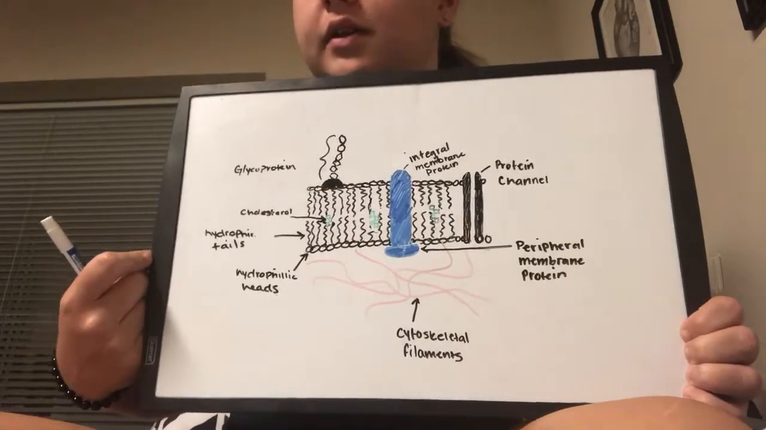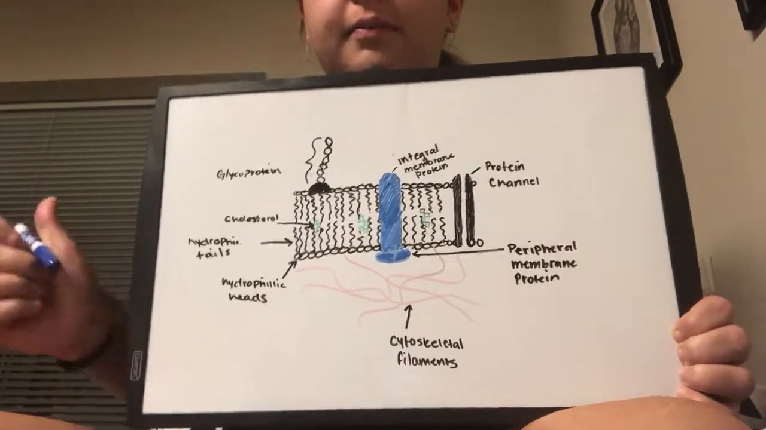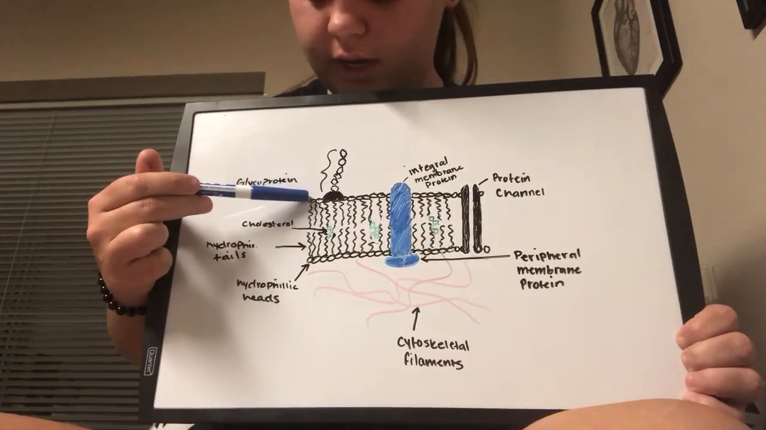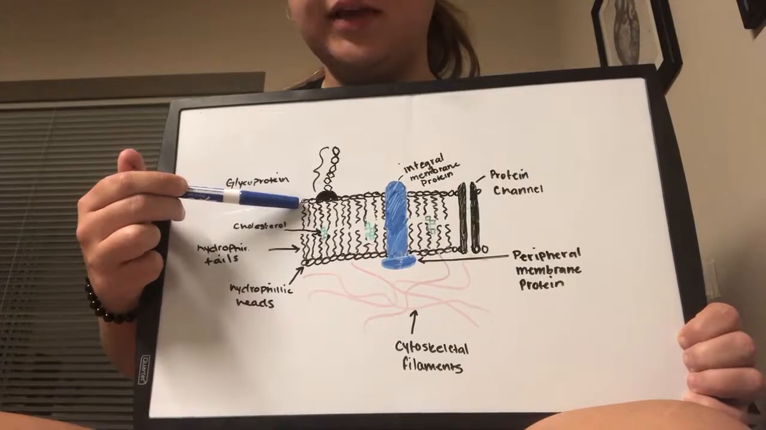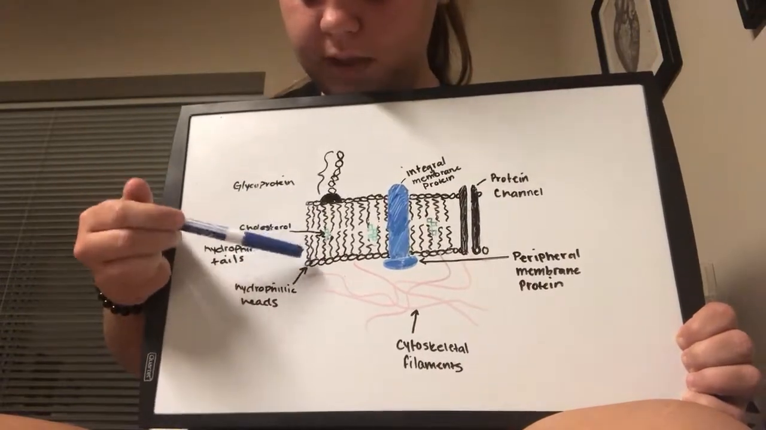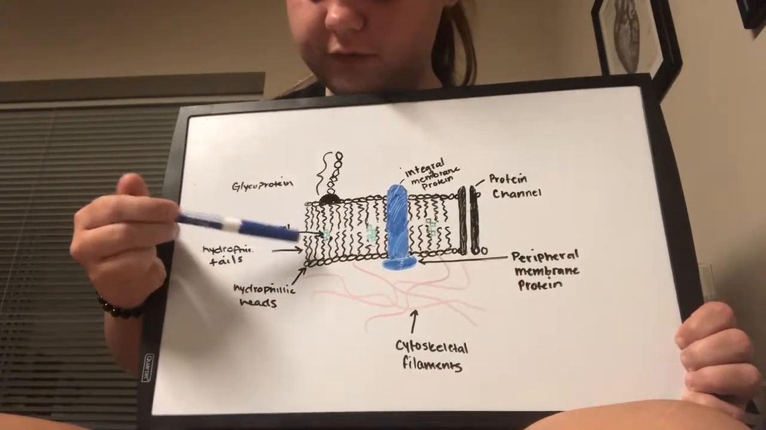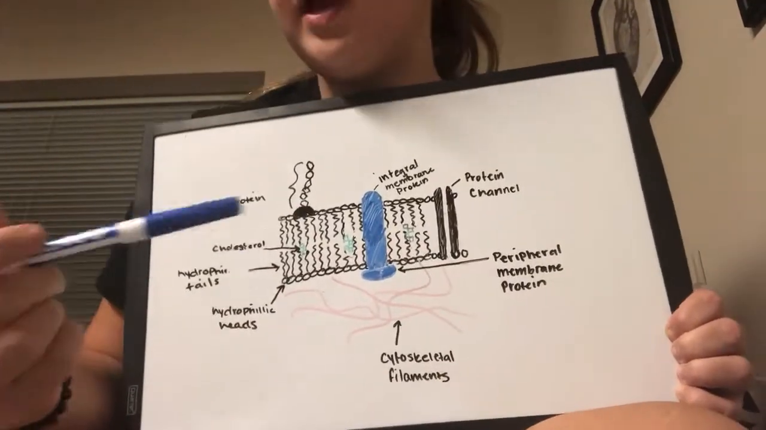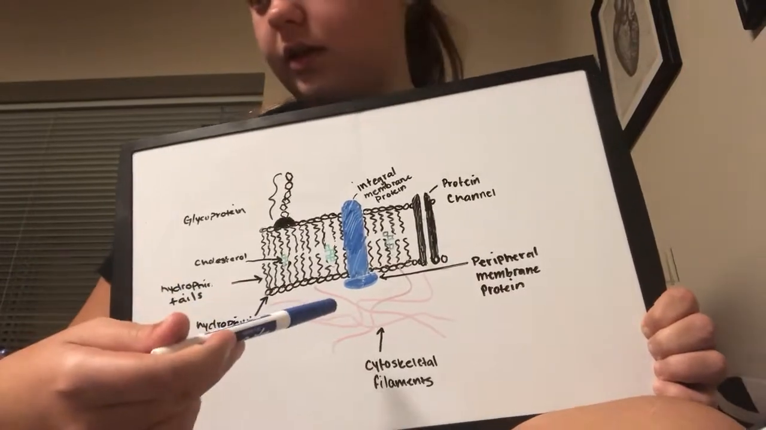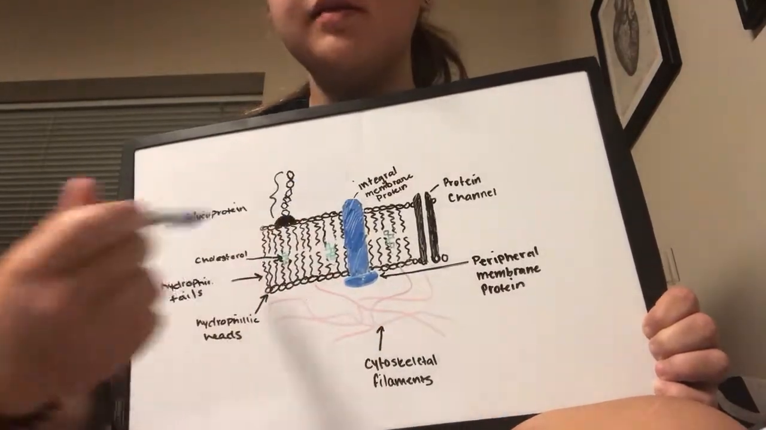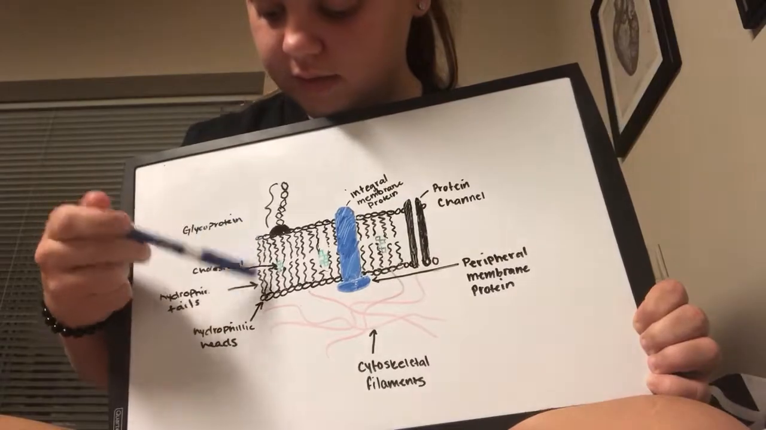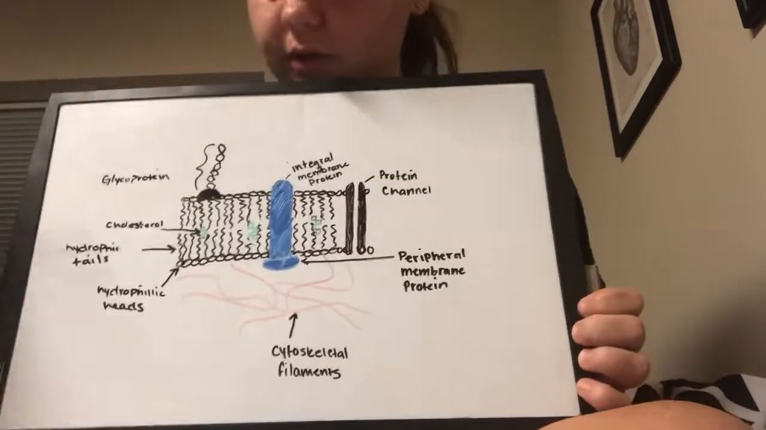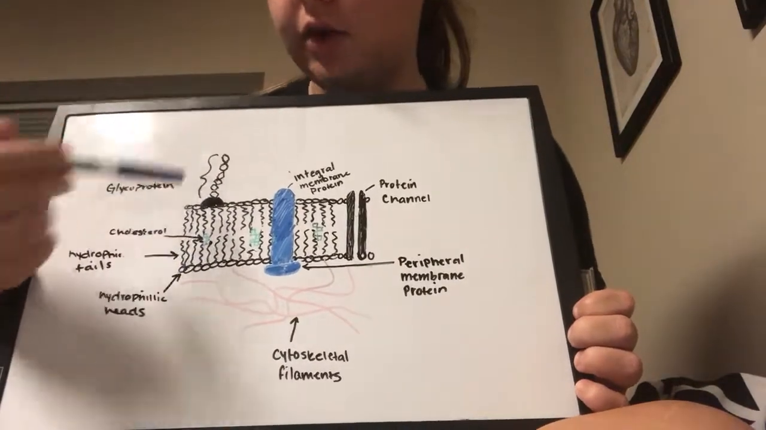So the phospholipid part of the membrane is the hydrophilic phospholipid heads on both sides and the hydrophobic phospholipid tails in the middle. So the location of the phospholipids, it makes up most of the membrane. The heads and the tails are on both sides and they face towards each other. So the tails go towards each other and the heads are away from each other.